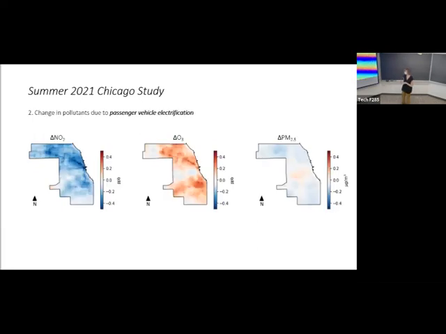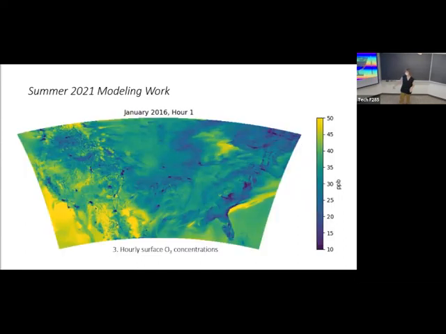The next one. And then I also did a Chicago study with one of our undergrads where I looked at what happens when you electrify vehicles. So we're moving past just looking at what air quality looks like, to what happens when we try to implement plans that alleviate air quality problems.